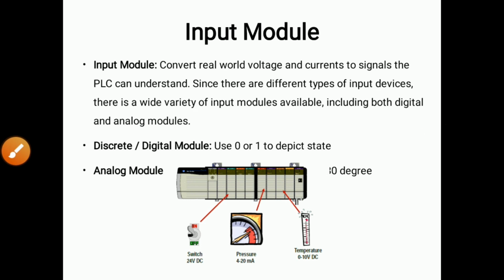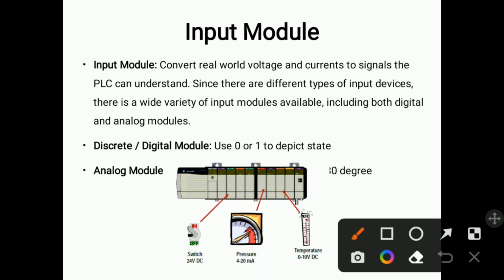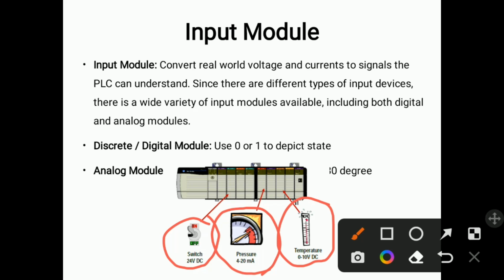This is the diagram for input module. So here we connect different types of switches in different types of slots. Okay, so switch having 24 volt DC is connected in particular slot. Pressure gauge is connected in the slot where it can measure 4 to 20 milliampere range. Temperature can be recorded as a 0 to 10 volt DC, and they are connected in particular slots in input module.